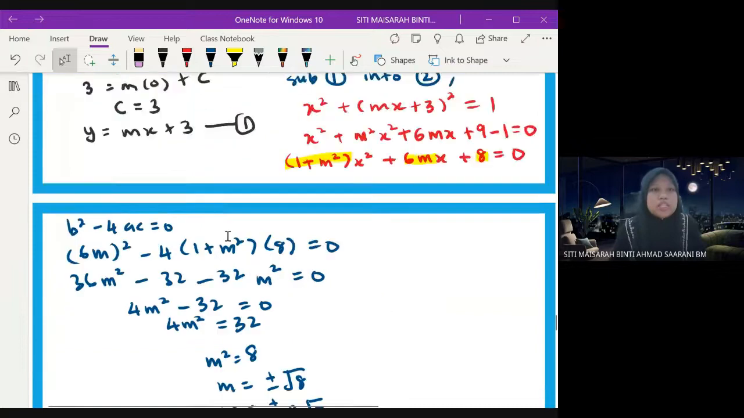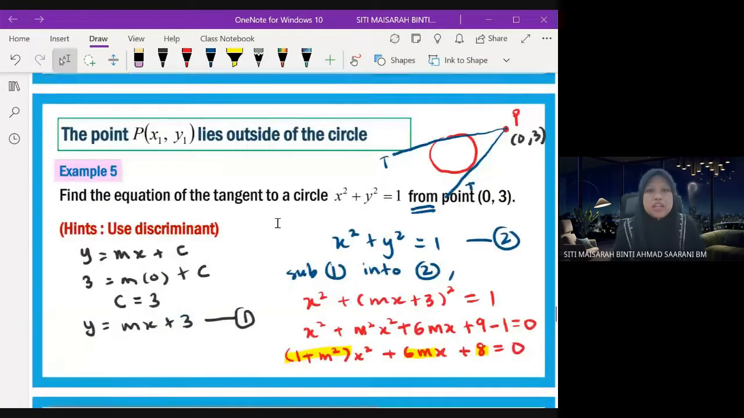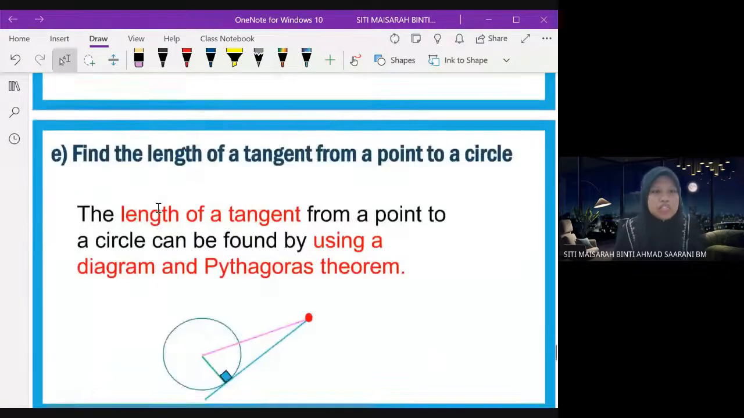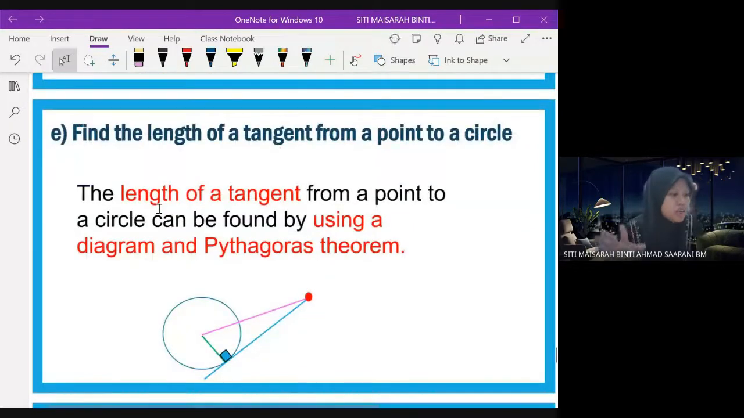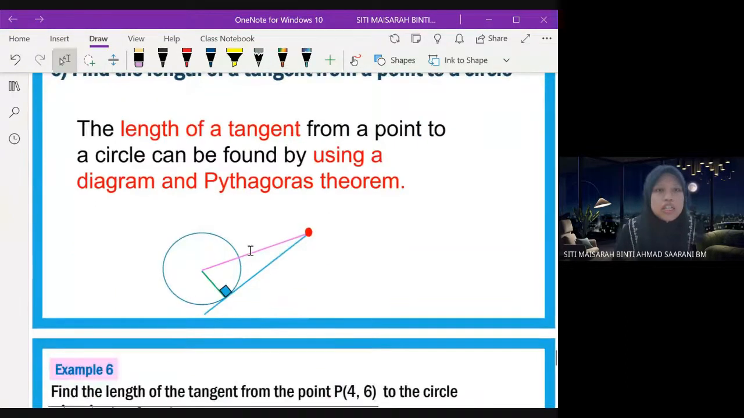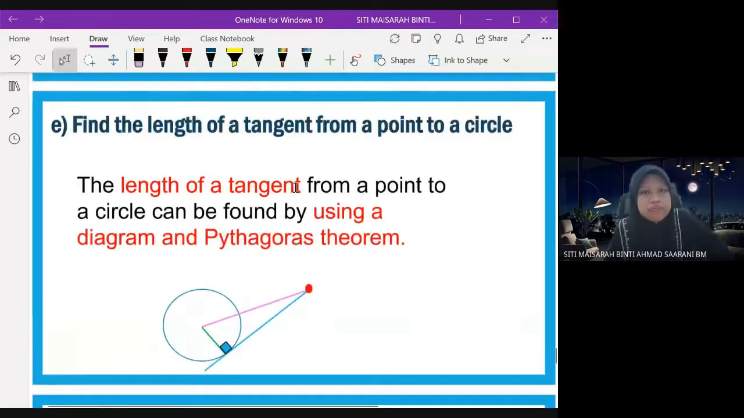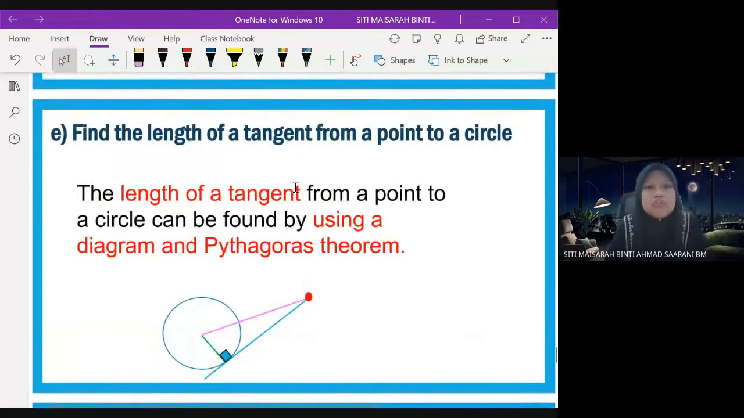Alright, so macam ni lah. Dia punya konsep yang ni dia sama macam yang awal tu lah, discriminant. Cuma dia tanya equation of tangent. Alright, seterusnya ini part yang bahagian akhir, which is E, find the length of a tangent from a point to a circle. Okay, the length of a tangent from a point to a circle can be found by using a diagram and Pythagoras theorem.